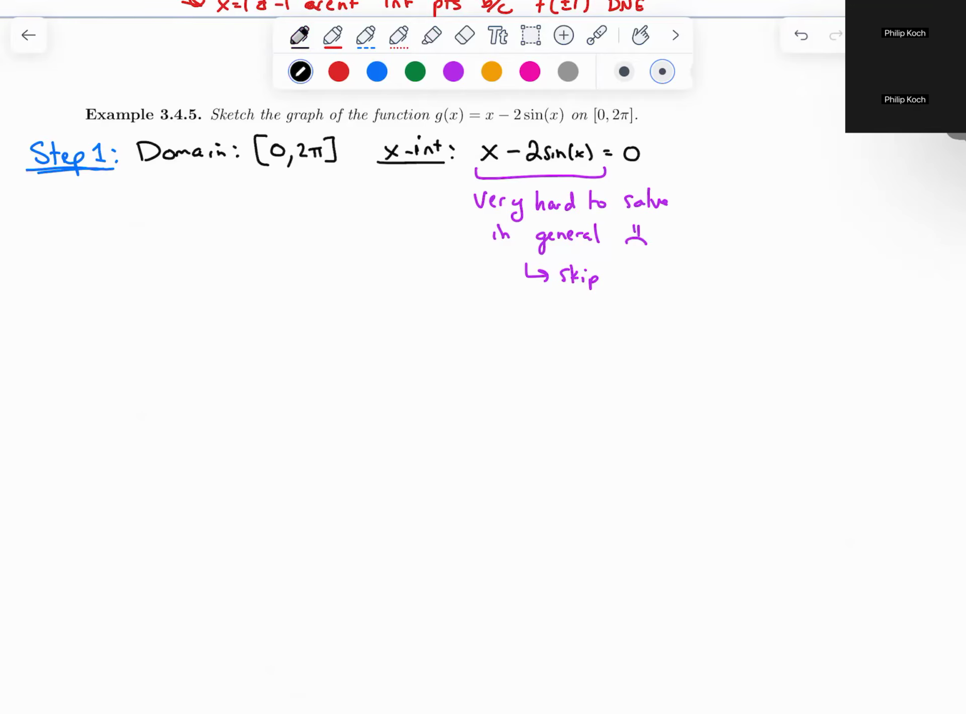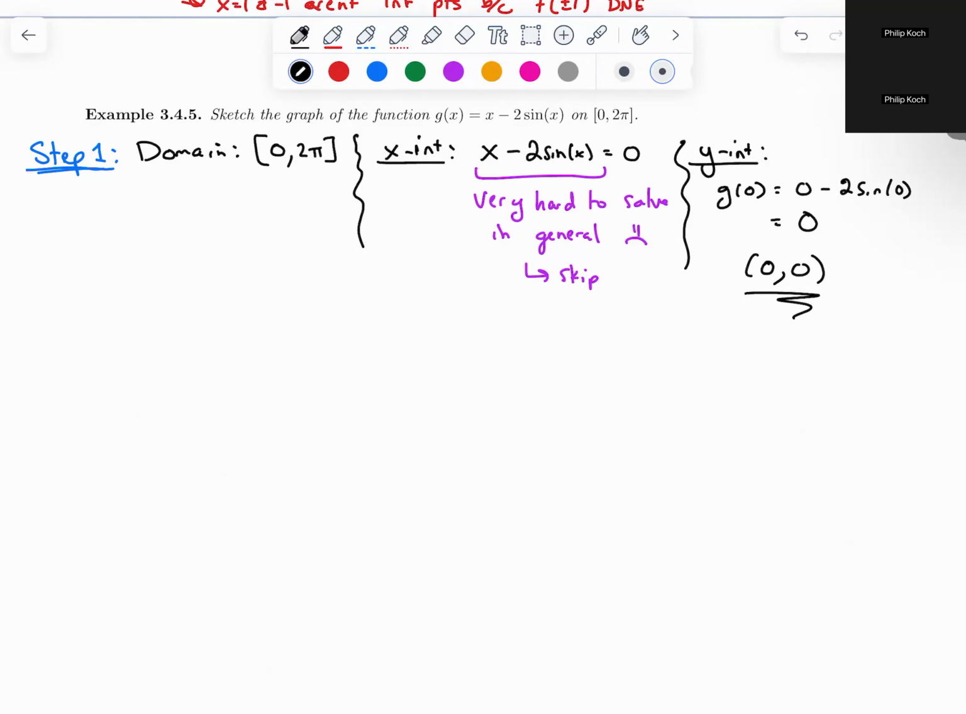But we can do a y-intercept. That's the good news: y-intercepts are not hard to find. You just plug in 0 into the function because you want to know where it crosses the y-axis. So 0 minus 2 sine of 0, and sine of 0 is 0. There we go. We're getting it. So we have a y-intercept at (0, 0). We plugged in 0 for x and we got 0 for y. So we have a y-intercept at (0, 0), which just so happens to be an x-intercept as well. One nice one to find.